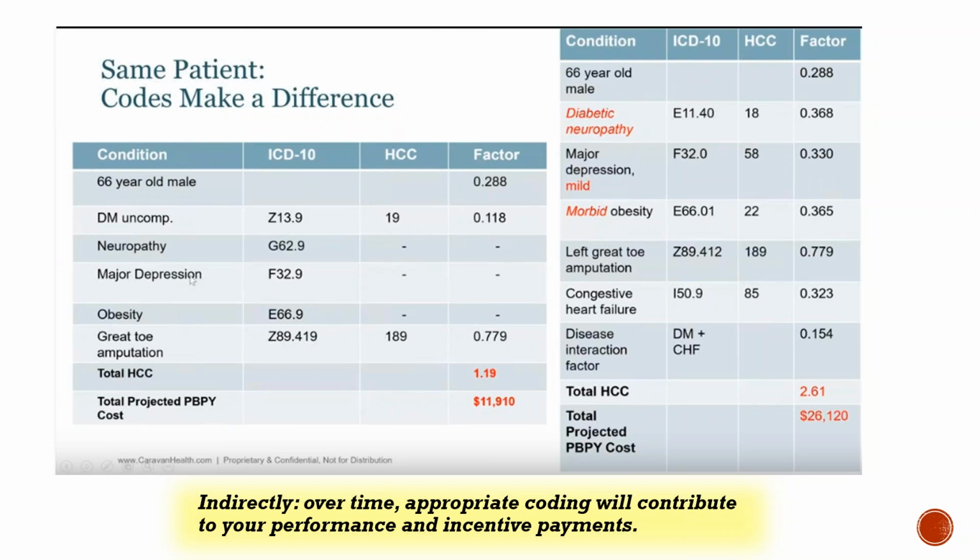It also raises our benchmark and makes it a little easier to save as an ACO. So really, indirectly over time, this appropriate coding will contribute to your performance and your incentive payments. That's to say that it gets easier to save. It gets easier for us to make shared savings over time if we make these small little tweaks.